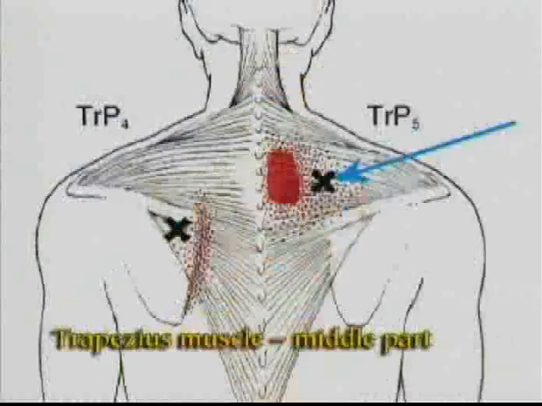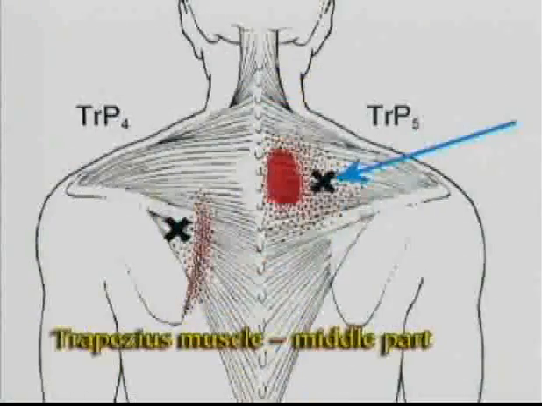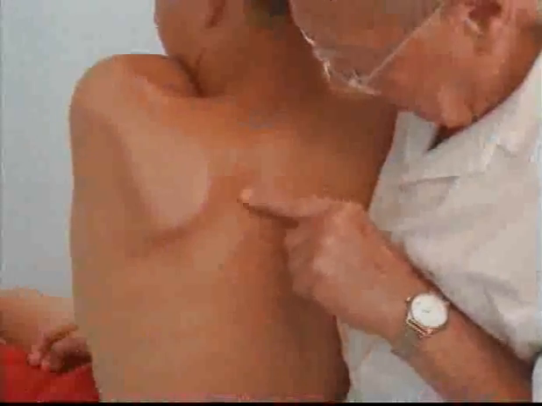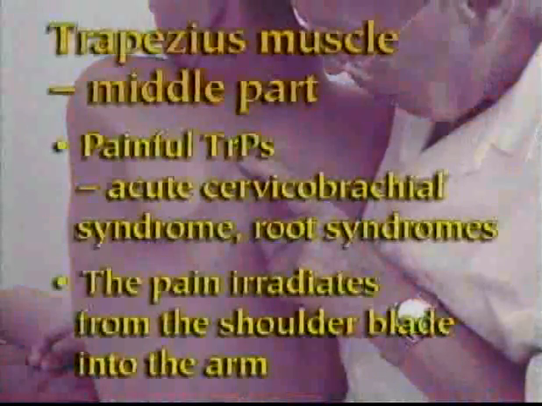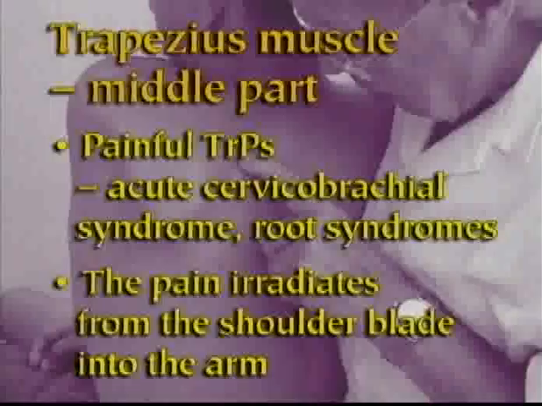Trigger points in the middle part of the trapezius muscle are found close to its insertion at the scapula. It palpates like a hard rope during maximum abduction of the shoulder blade. This muscle is active, especially in acute cervicobrachial and root syndromes, when the pain radiates into the shoulder blade or upper extremities.